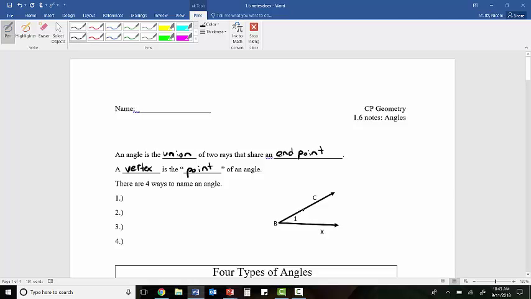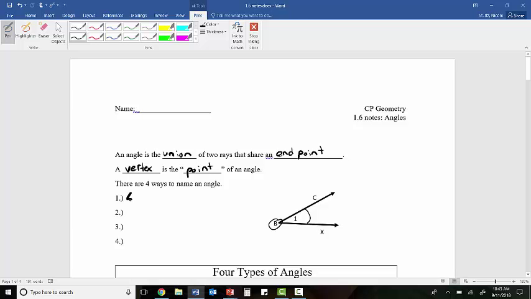When we're talking about an angle, you have to think about the amount of rotation from one side to the other. So if you were to turn in a circle or think of a clock, it's how much the hand has rotated. A vertex, if you don't remember, is the point. So in this case, the vertex is B. And when we name angles, there are 4 ways to name them.